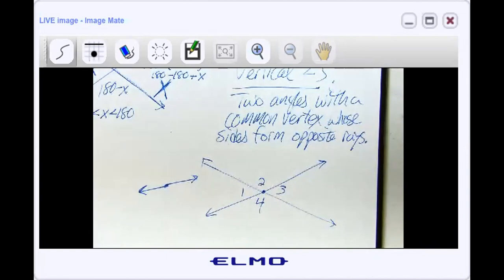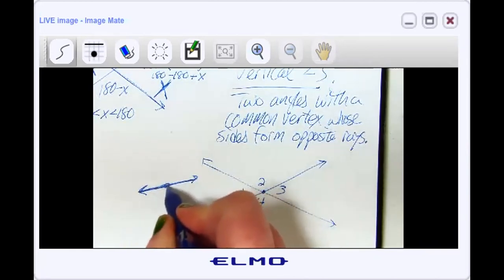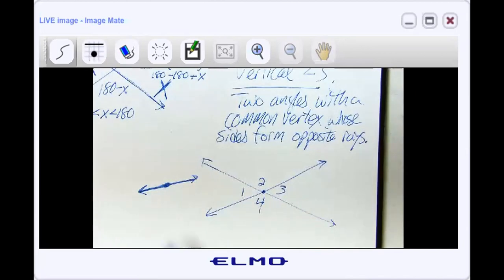A straight line. Okay, so I know straight lines get very confusing because now we have so many different ways to describe this thing. You can just call it a line. You could call it a straight angle. You can call it opposite rays. It's all the same thing.